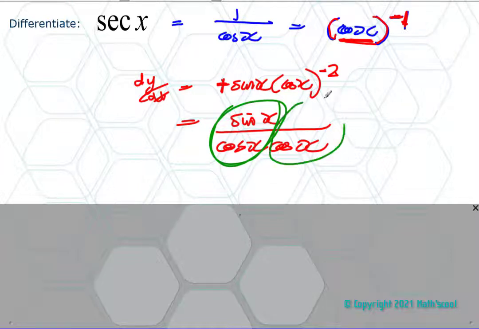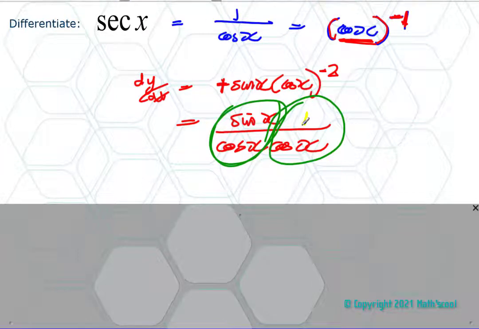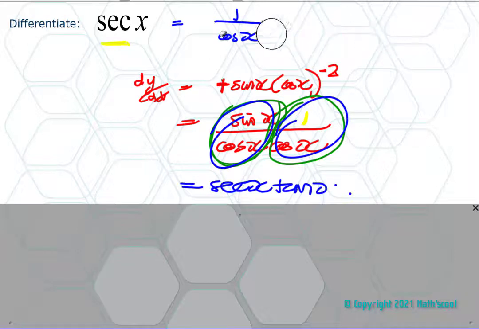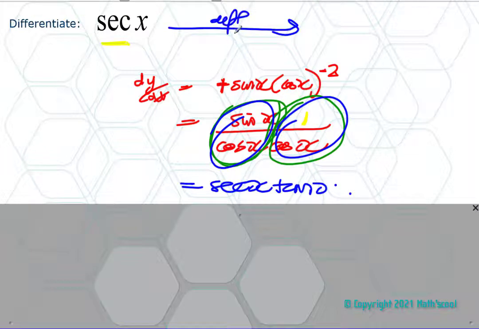And I'll say to you, what is this? And you say, well, what do you mean, what is that? There's nothing on the top of the fraction. All right, fine, I'll put a 1 there for you. What is that? 1 over cos x. So, well, that's sec x. That's what we started off with. Okay, so then the answer is tan x times sec x. So sec x tan x is our answer. Okay, so we've done that. Differentiated and simplified our answer. So we differentiated that. And the answer was sec x tan x.